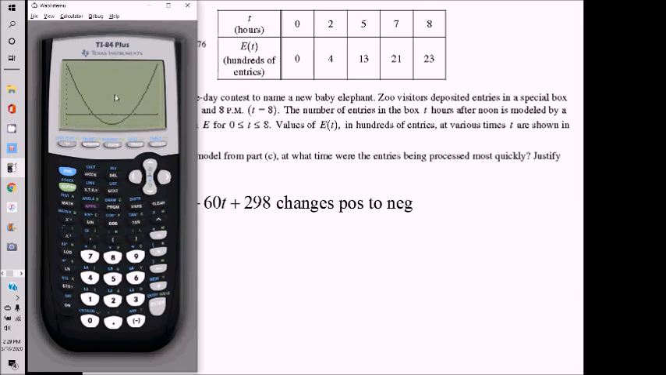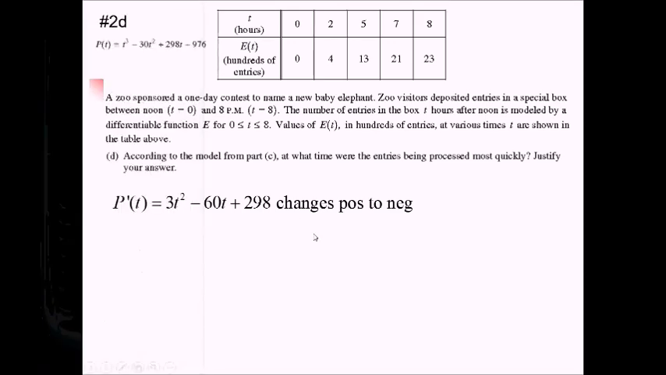So p prime is only changing from positive to negative in one spot. This spot right here, whatever this is. So let me do second trace, and then 0. And then let me move my spider a little bit to the left of that intersection. There we go. Press enter. A little bit to the right. Press enter a third time. And let's see, that happens at about 9.184. We'll say 35. We'll just take it to 4 decimals.